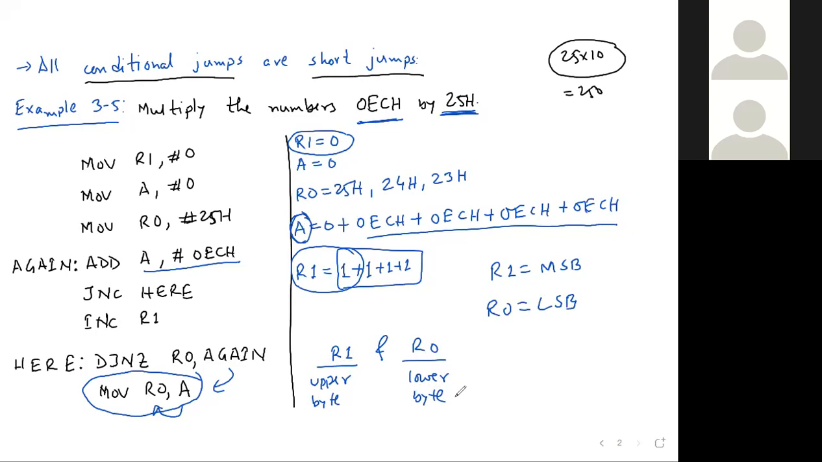Sir, I did not understand the part of R1. How is it the upper byte? Try to understand this portion: when you are adding, this addition takes place in binary format, right? So if the addition takes place in binary format, you can always have a carry of only 1, unlike our decimal addition, where we can have a carry of 2, 3, 4, 5, 6, 7, a lot of numbers. But in binary addition, you can only have a carry of 1.